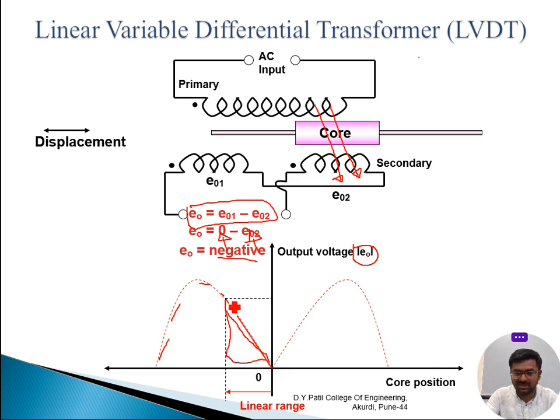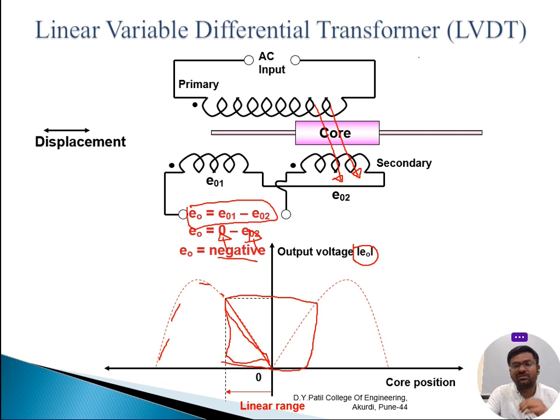Where exactly do my LVDT characteristics lie? It lies between this. Now there will be one question in our mind: why do we say linear variable differential transducer? It's very simple. My output characteristics is looking linear, and my output is a variable value, not a fixed constant. And my output is a difference between E naught 1 minus E naught 2. So that's why it is called a linear variable differential transducer.